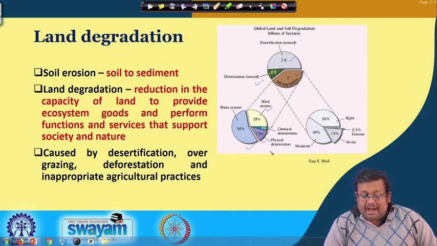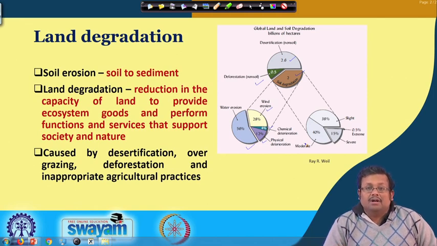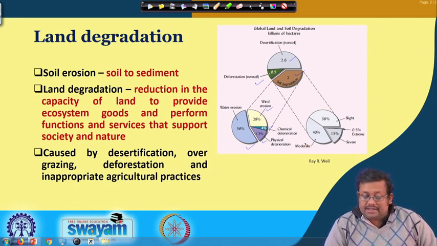If you want to see the scale of this land degradation or soil degradation, you will see that 38% of the soil degradation can be termed as slight degradation, whereas 40% is moderate, 15% is severe, and 0.5% is extreme soil degradation. So, obviously the moderate soil degradation is the major component among all these, while the extreme soil degradation is only 0.5%.